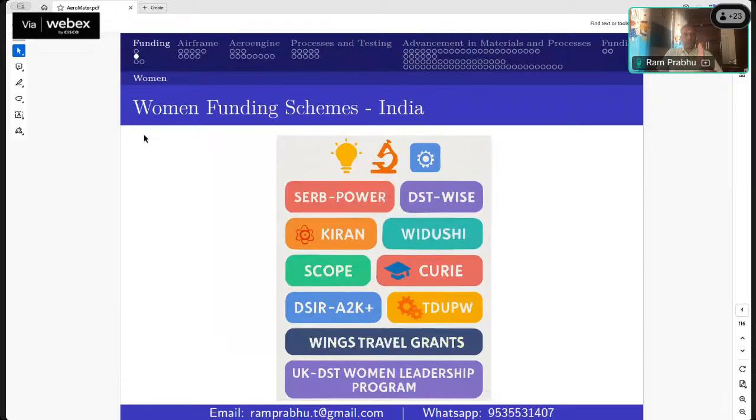There are some schemes exclusively for women. However, SERB, DST, and DSIR have a funding mode exclusively for women, in which men are not eligible to even participate as a co-PI. They also have travel grants exclusively for women researchers under the WISE schemes. And DST and the UK jointly develop women to become leaders in academic institutions under the Women Leadership Program. So these are some scope for you to explore as a woman researcher under the women category.